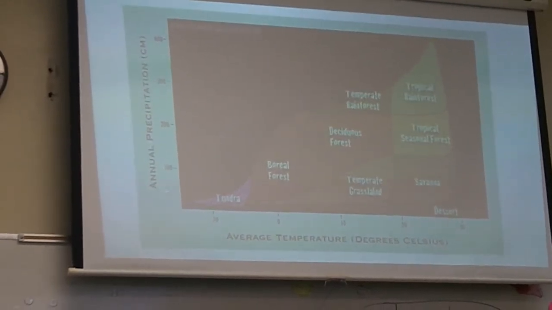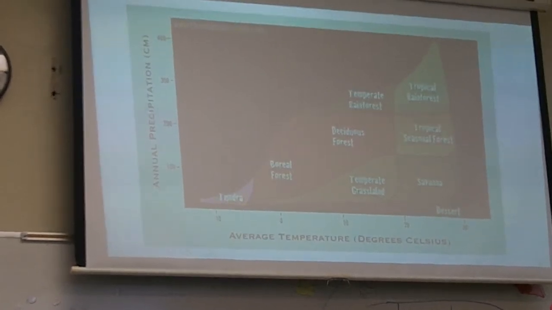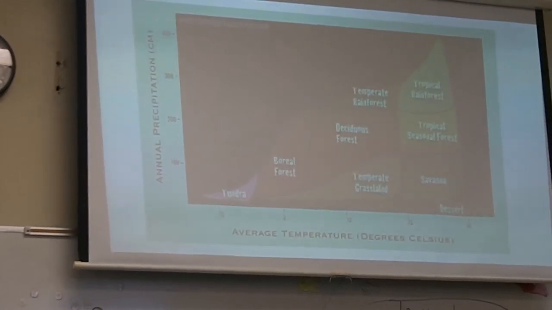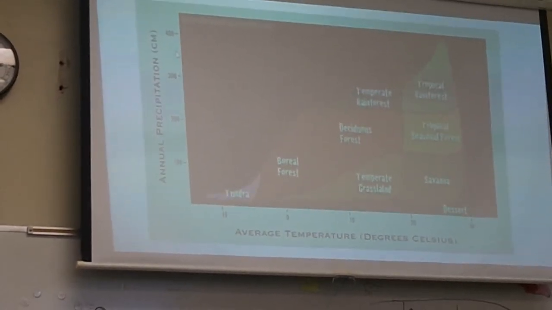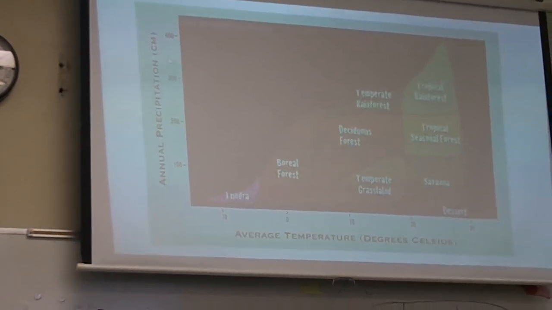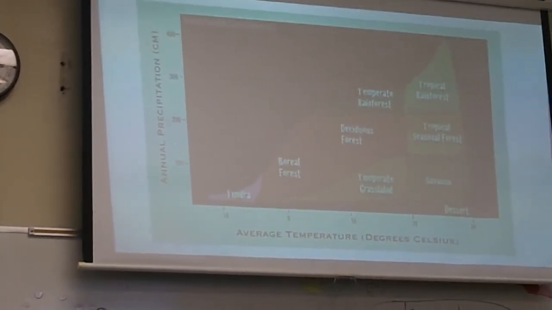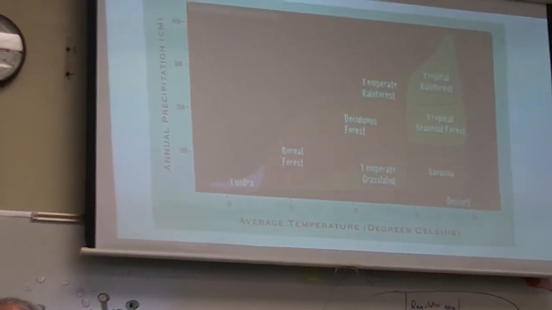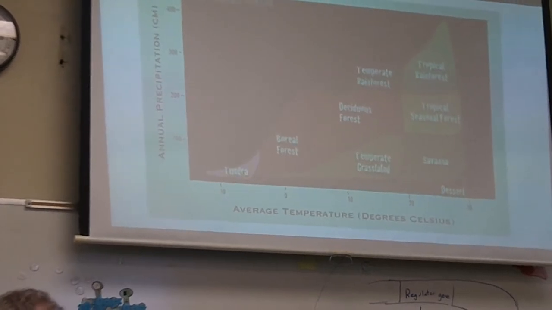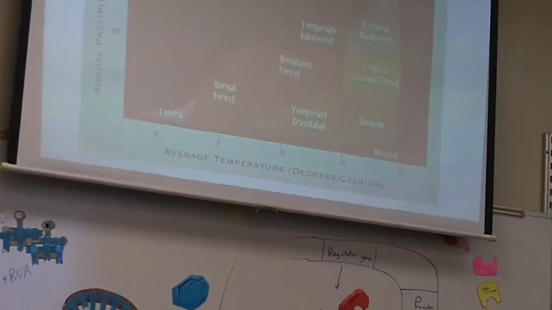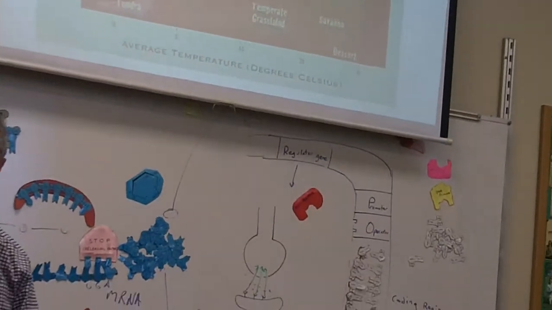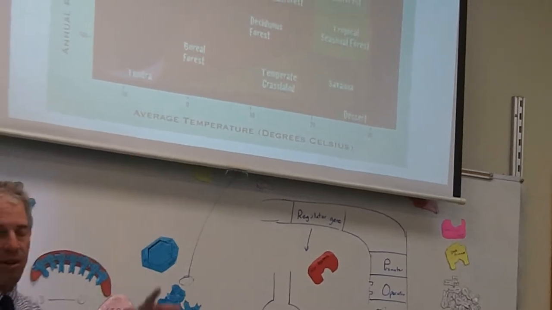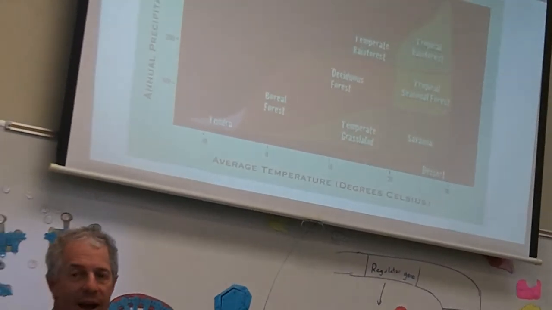On this side of the graph is annual precipitation. That's the amount of rainfall. At the bottom is zero rainfall, and at the top is 400 centimeters of rainfall a year. That's a lot of rainfall. 10 points if you and your partners can tell me what kind of biome you have if there's high temperature and high rainfall, according to this graph. You can look at it. Don't shout it out. Write it down.